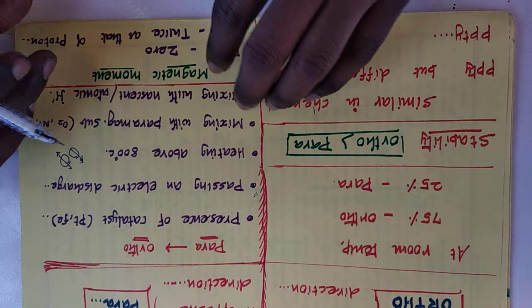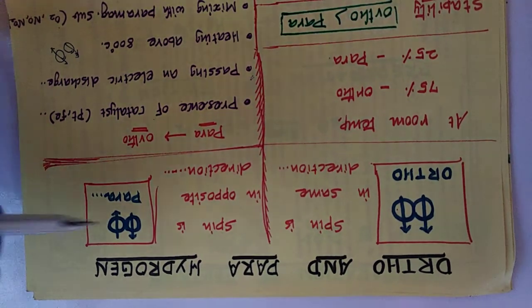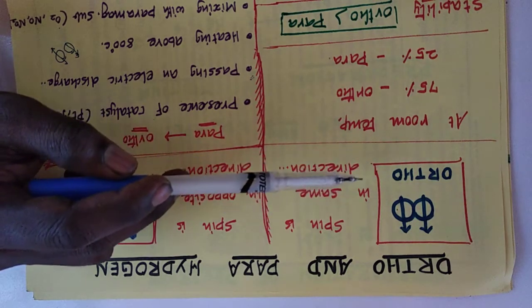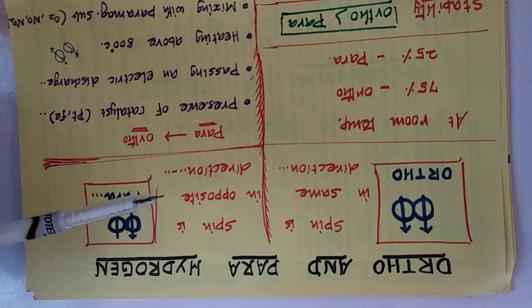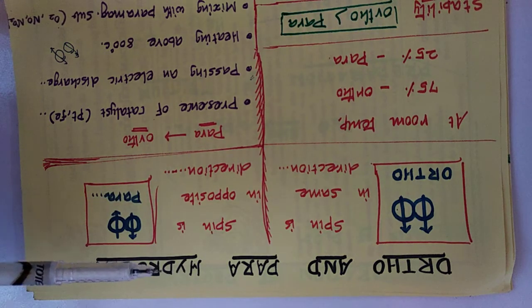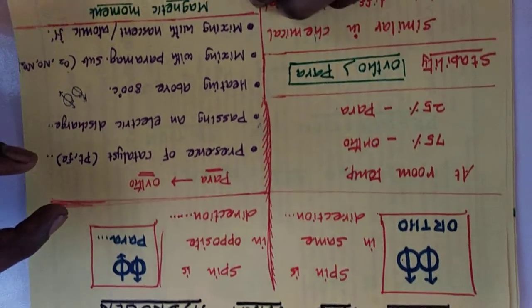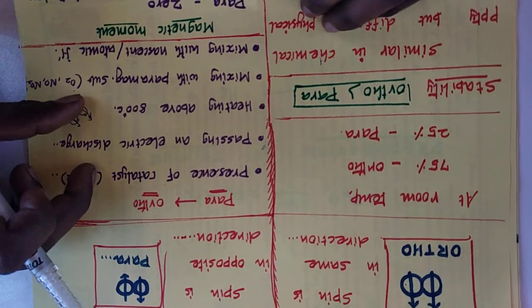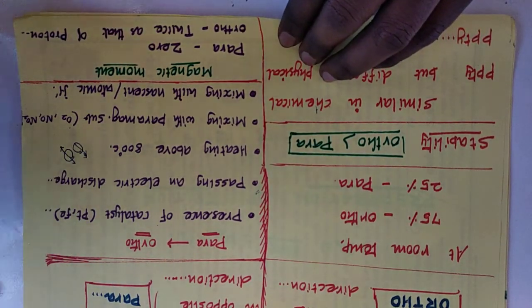So this covers ortho and para hydrogens. What are ortho and para hydrogens? Orthohydrogen is a hydrogen molecule in which the nuclei are spinning in the same direction, whereas parahydrogen is a hydrogen molecule in which the nuclei of the hydrogens are spinning in opposite directions. There are different methods suggested for the conversion of the para form into the ortho form. Then finally, we have also seen the magnetic moment.